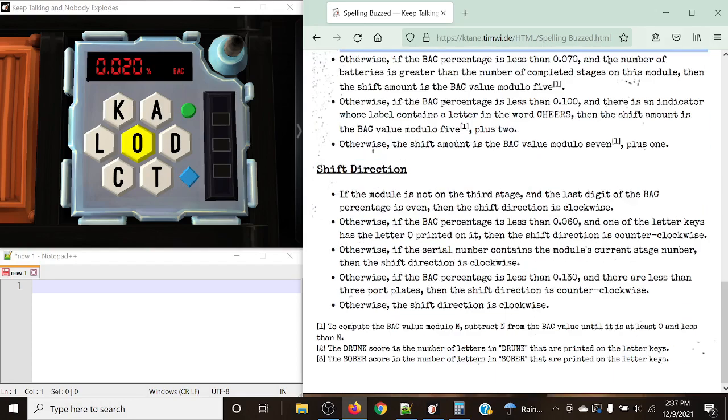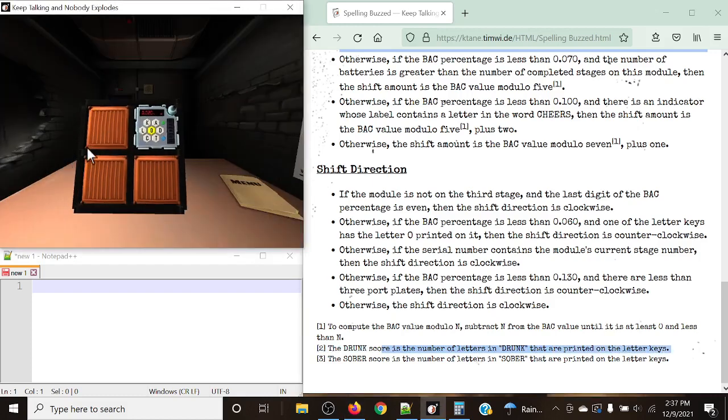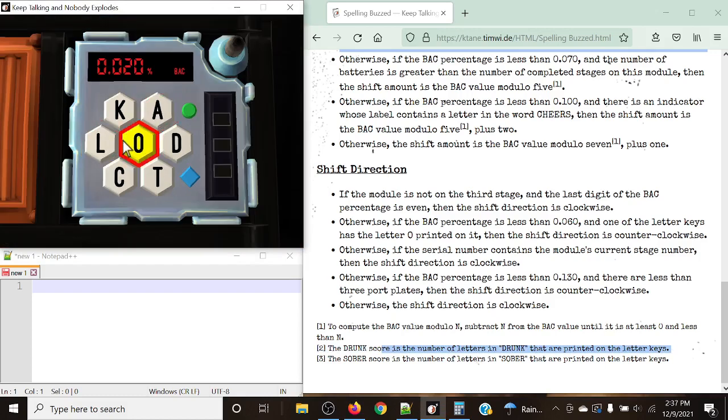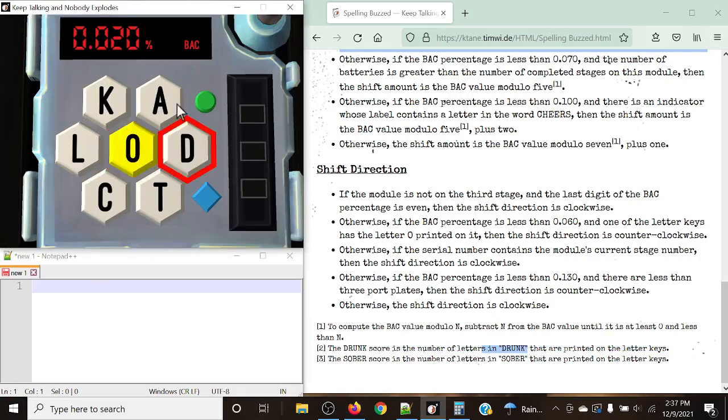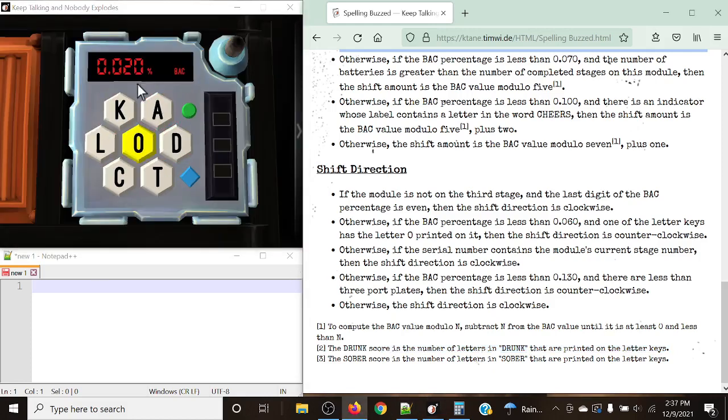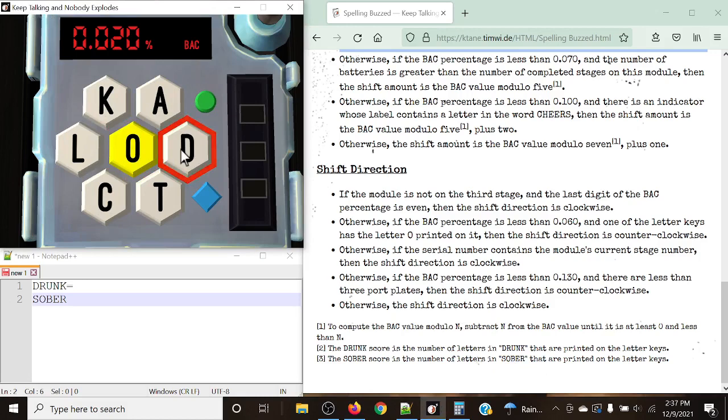Now, what exactly is the drunk score? We have a couple little things that we need to pay attention to here. The drunk score is the number of letters in drunk that are printed on the letter keys, not in the serial number, but on the actual keys of the module here. So how many letters in drunk do we have on the actual keys? We can note this down because the letters for each stage do not change, but the shift amounts can potentially change. We have this for drunk, and for sober, it's the exact same thing, just with the word sober used. So for drunk, we have a delta right here.